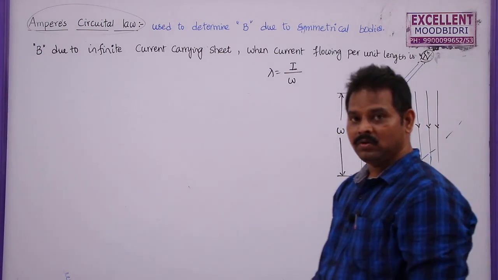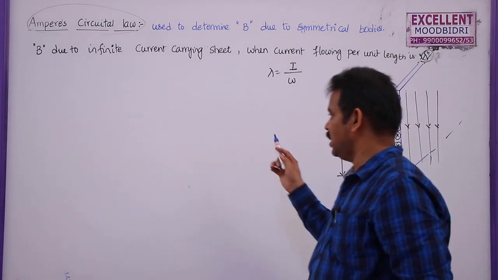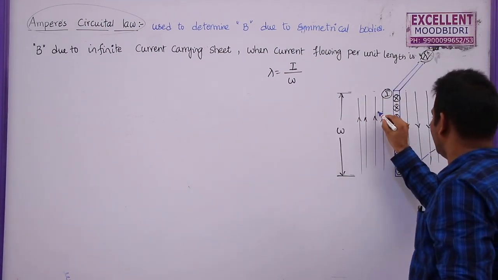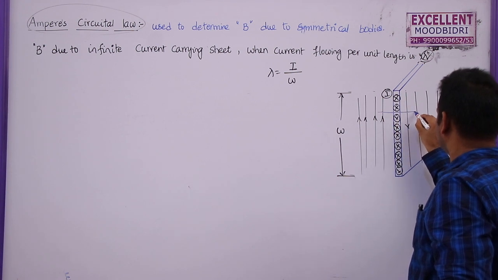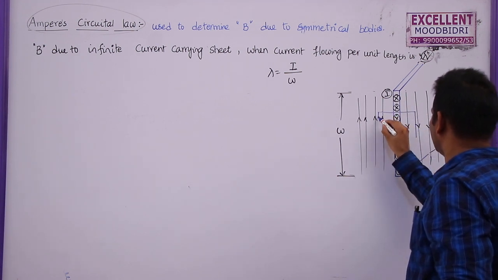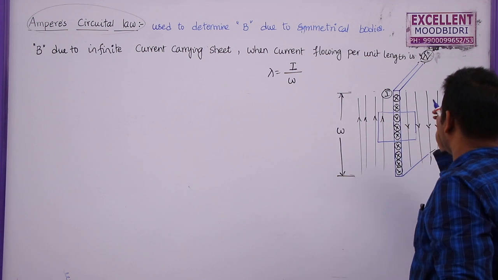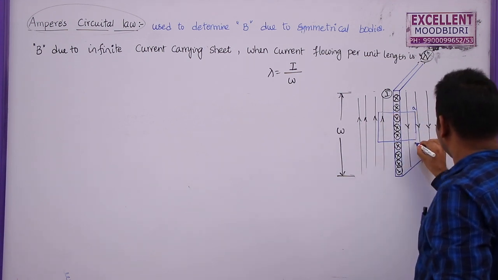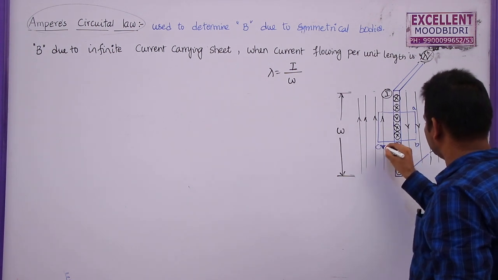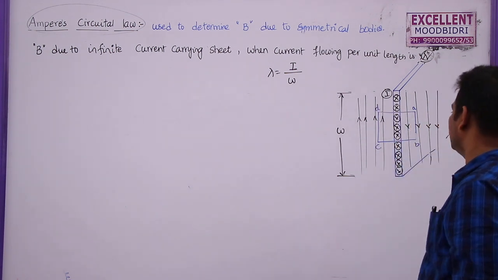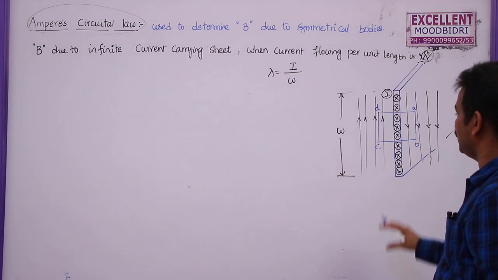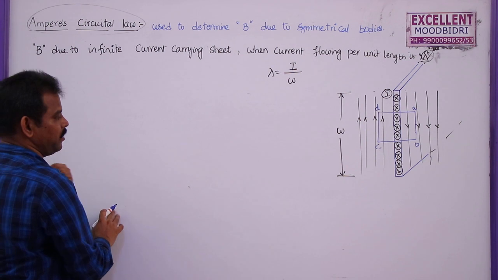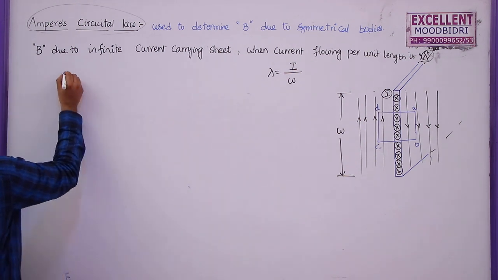Now, to find out the magnetic field due to this one, I am going to use Ampere's circuital law. So I am using one Amperian loop here. So this is the Amperian loop. This corner is A, this corner is B, this corner is C, this corner is D. So this is the Amperian loop that I am taking here. By using this, first let me find out the magnetic field in this one.